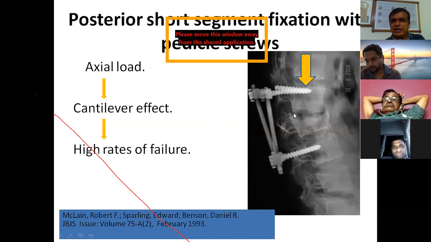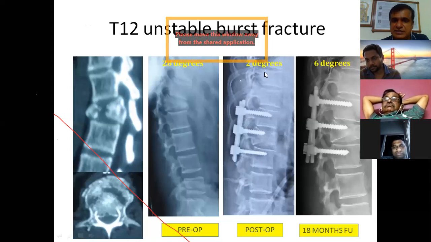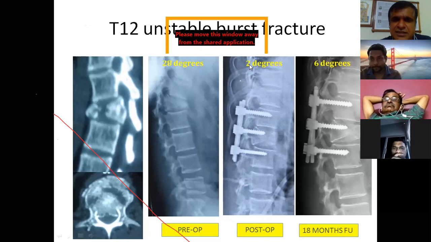By adding a pedicle screw in the fractured vertebra, this cantilever effect will not occur. The axial load will be shared between these screws, and they can share the load. So that is called the cantilever effect. Then comes the role of vertebroplasty in stable fractures, Motilal's question. In the cervical spine injury topic, I will add this topic of vertebroplasty and kyphoplasty.